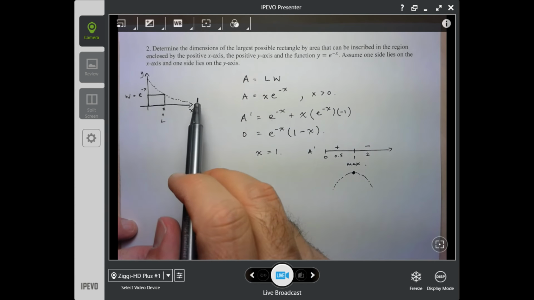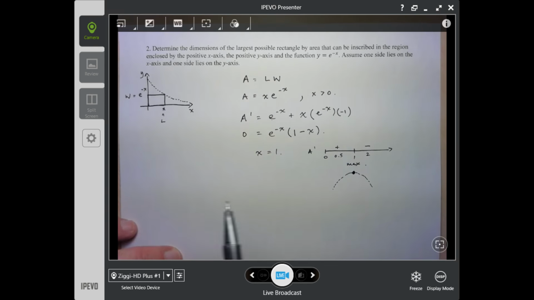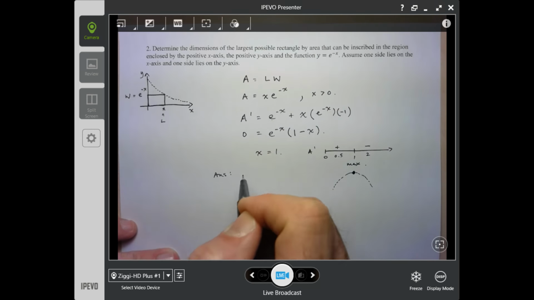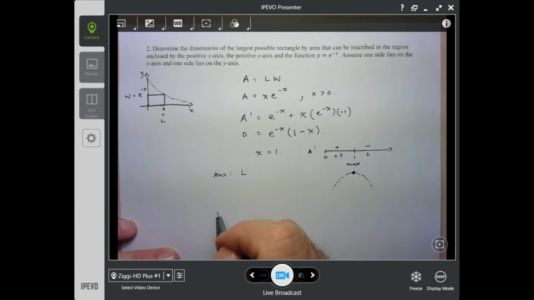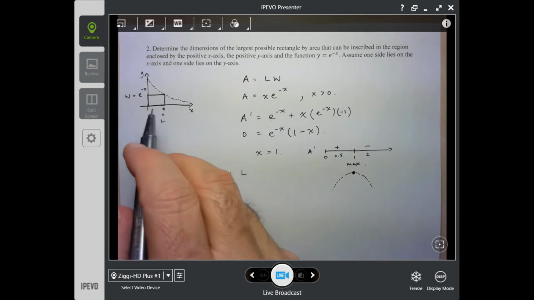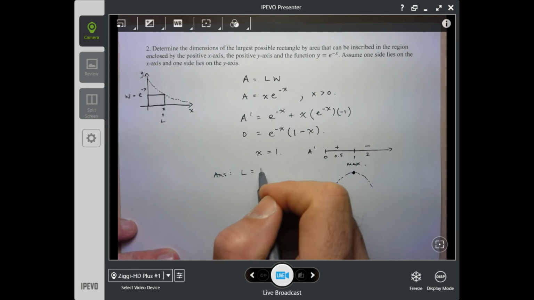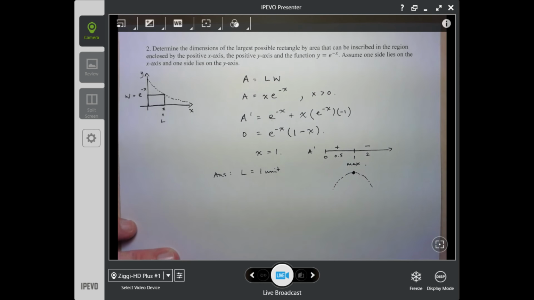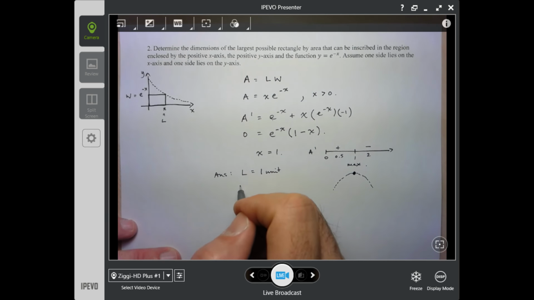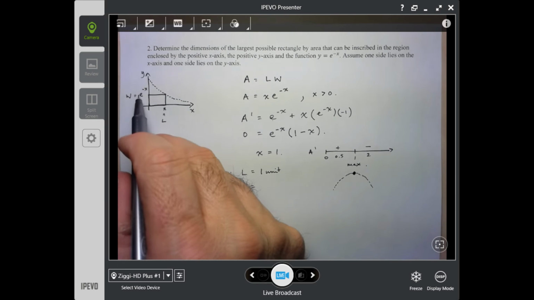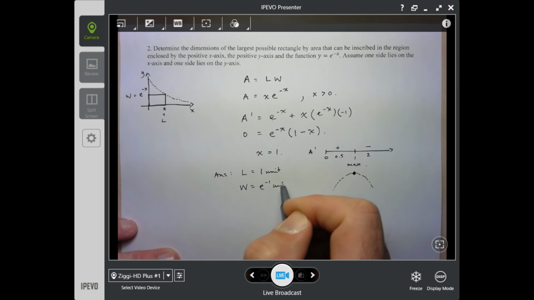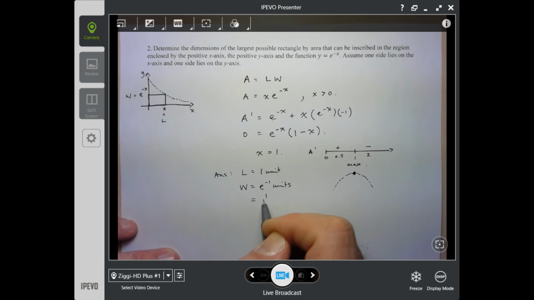All right, and so here, now that I've figured out where my maximum occurs, let's go back and determine what they want, and what they want is the dimensions of this rectangle. Okay, so we have that the length is just given by the x value, as we said before, so it's just going to be 1 unit. Since we don't have any particular units, we'll just say 1 unit, and then the width, remember, is just given by e to the negative x, so e to the negative 1 units. Okay, or I guess more nicely if we put it as 1 over e units.